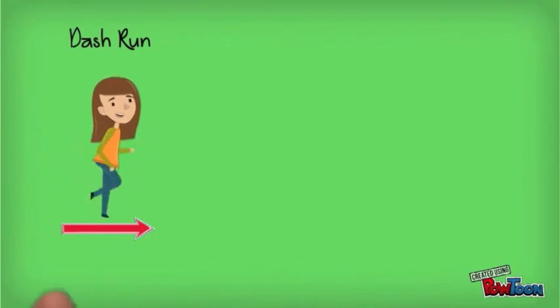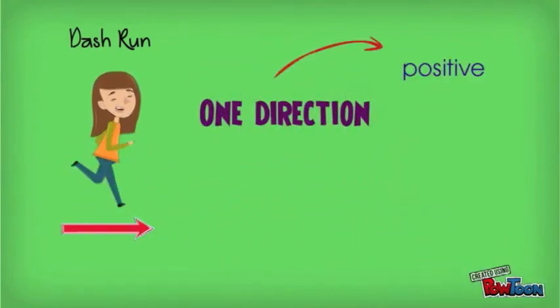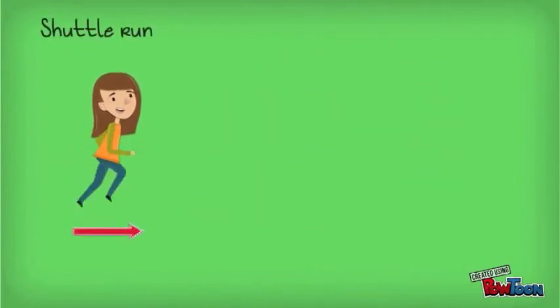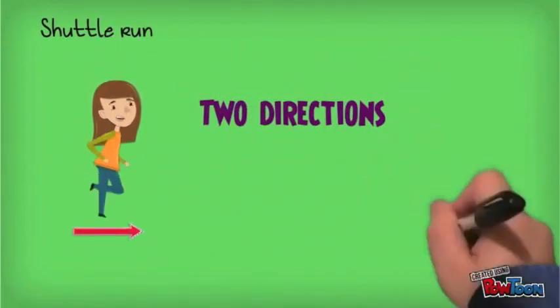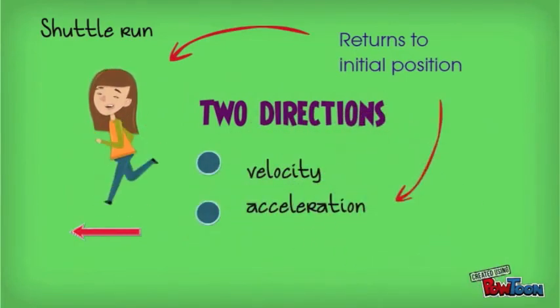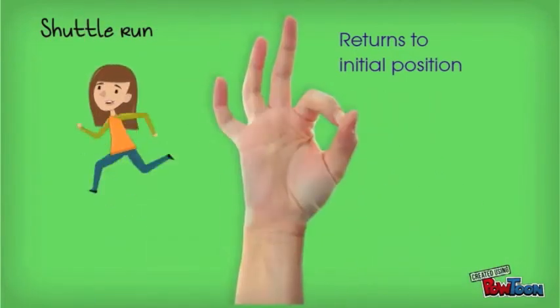Conclusion. Since the dash run consists of only one direction, which is the positive direction, there is a positive acceleration and velocity. And since the shuttle run consists of 2 directions, with the subject returning to her original position, the velocity and acceleration for the whole shuttle run is 0.